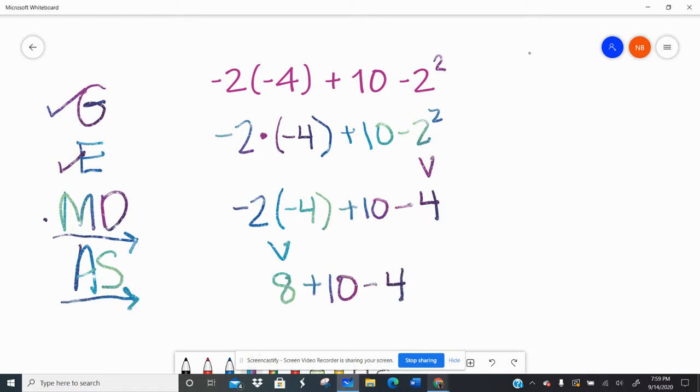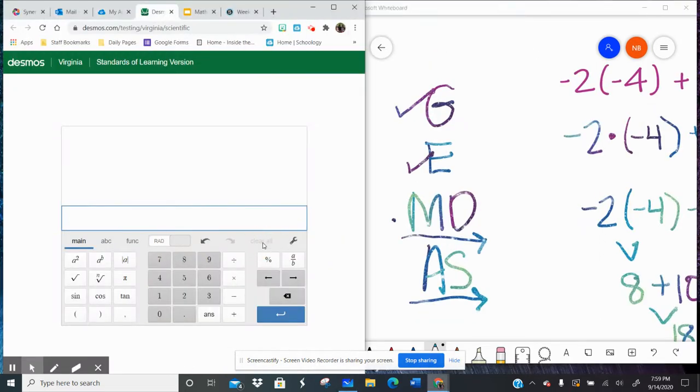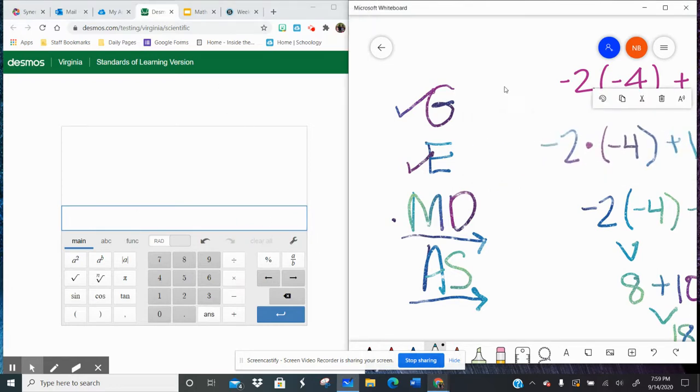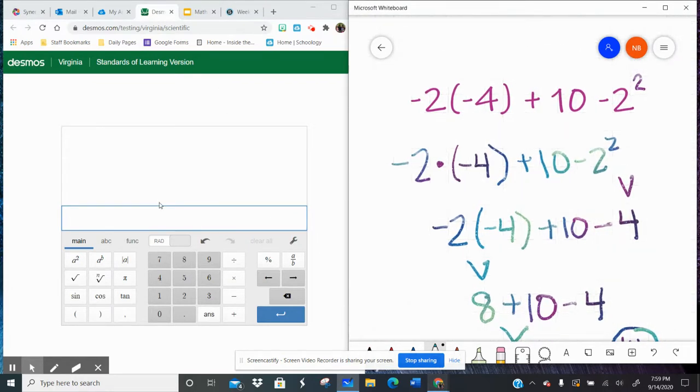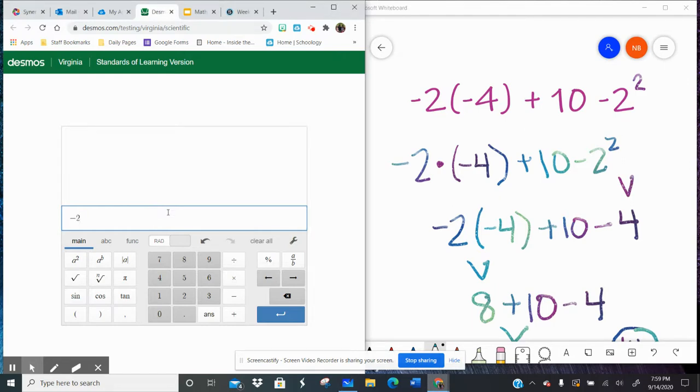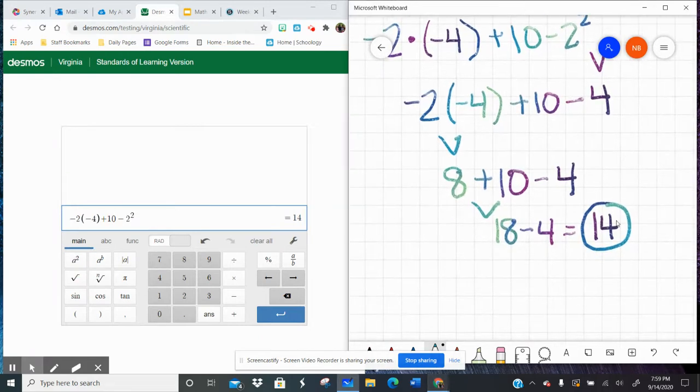Now I add and subtract left to right. 8 plus 10 is 18. Minus 4 is 14. Let's check that in the Desmos calculator. Let's bring our problem over just a little bit so I can see it. So we had -2 times -4 plus 10 minus 2 squared. And look at that, 14.